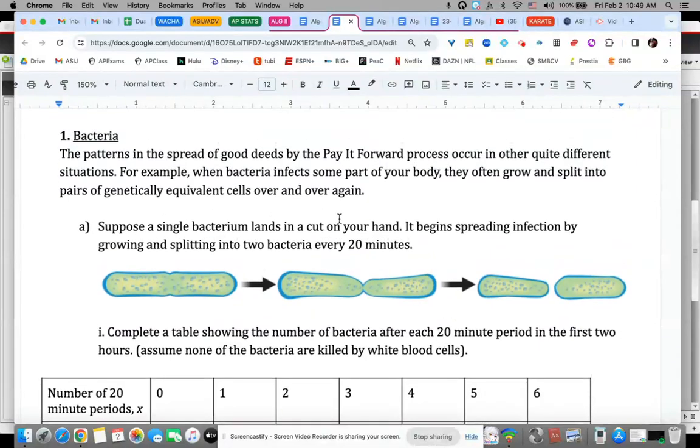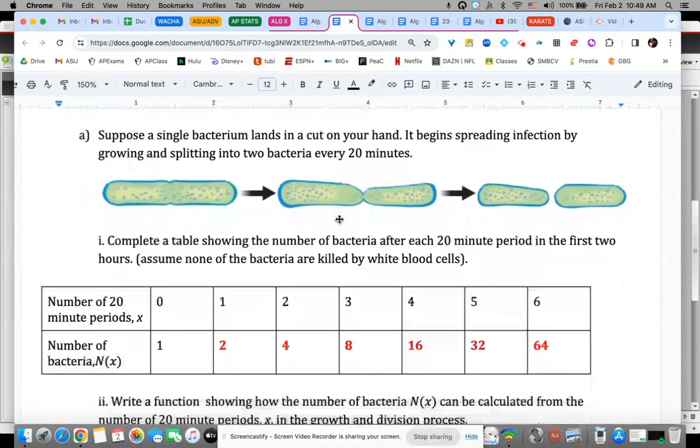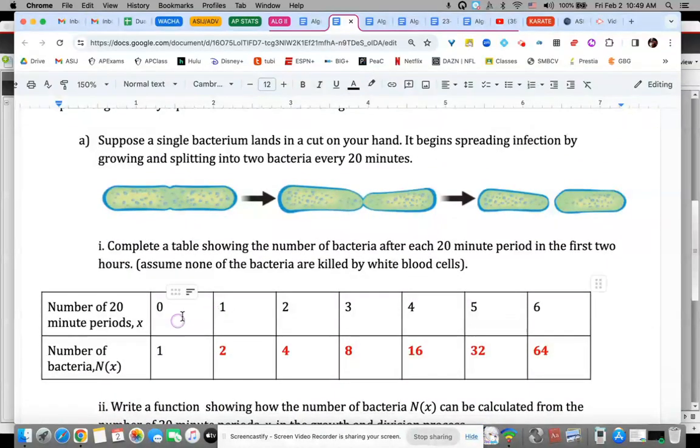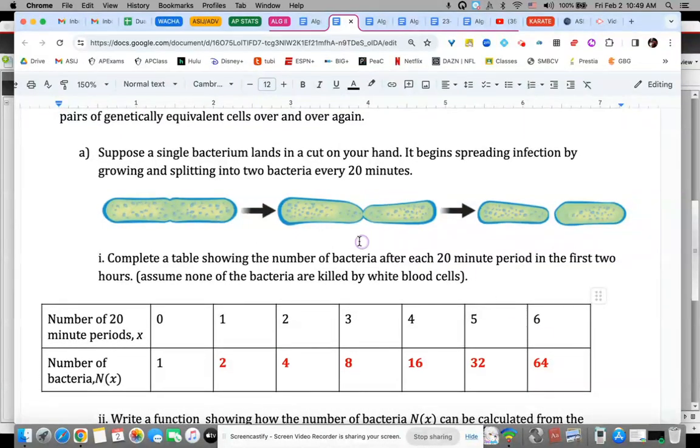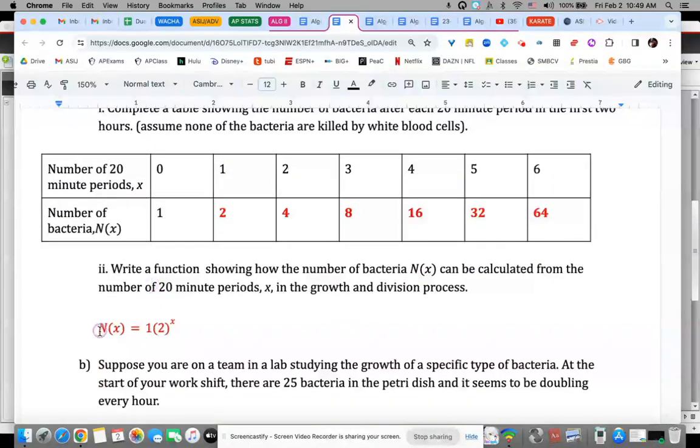So our premise is that we have some bacteria that we're starting with. And you can see down here on the chart, it says at time period 0, we have one bacteria. And then after another 20-minute period, we have two bacteria. And then you can see it doubles to 4 and then 8, 16, 32, 64. So it tells us that it's doubling every time, right? So that's our table. And then you can see that the equation we end up with matches.